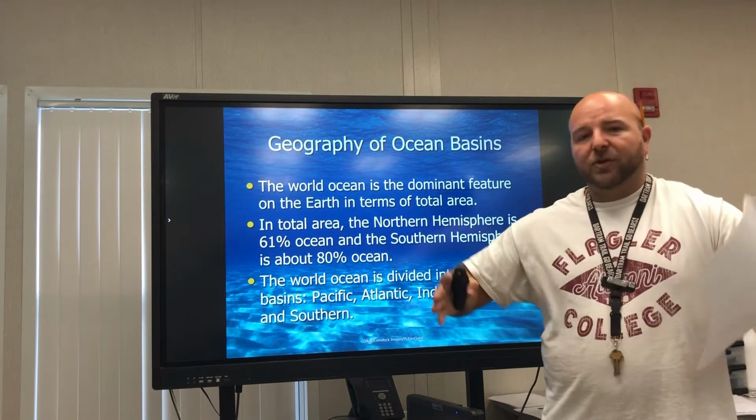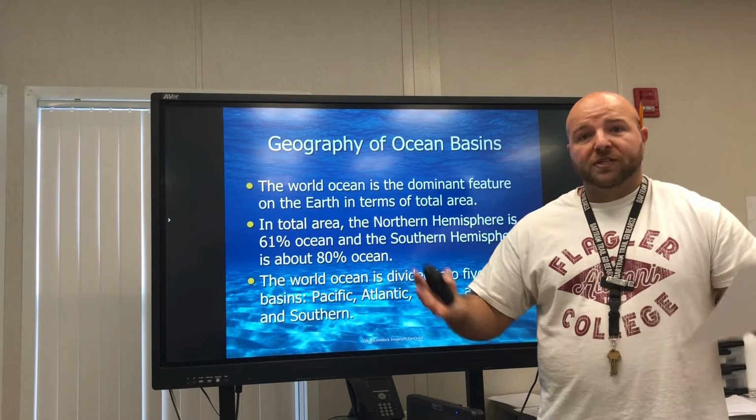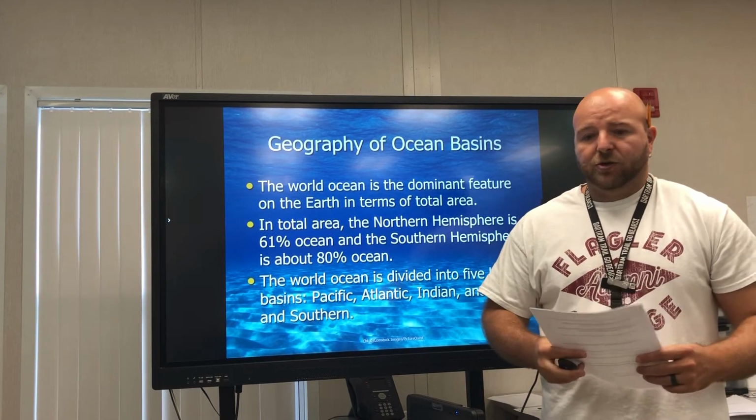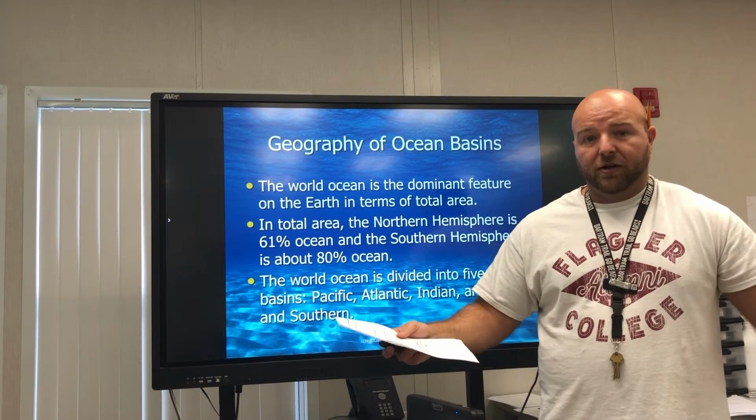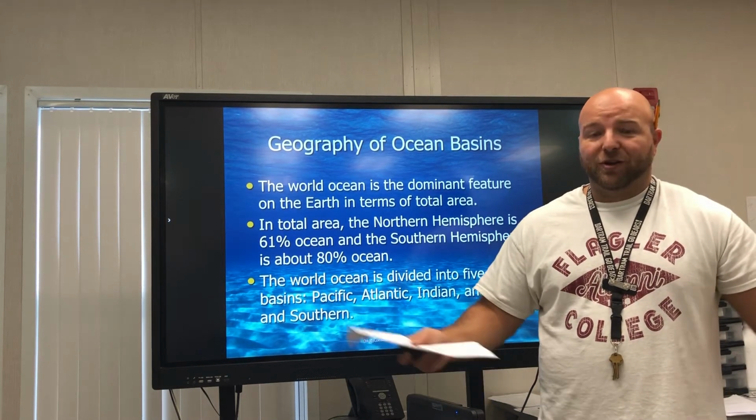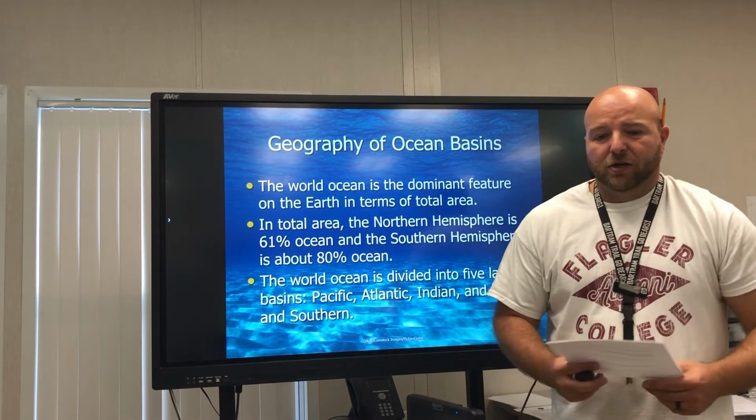The word basin basically means bowl. The bowls that are formed on the Earth's crust that collect the water. They're large enough bowls that this water collects and creates our oceans.